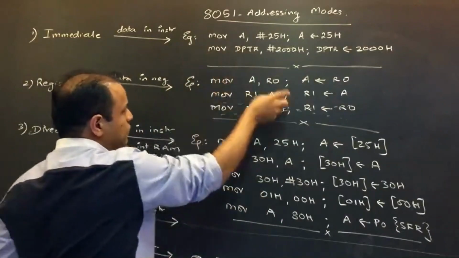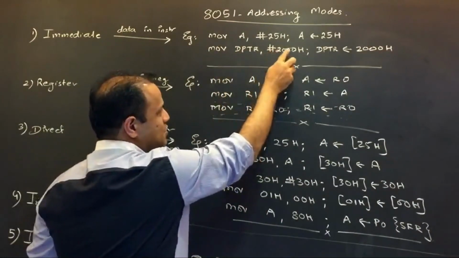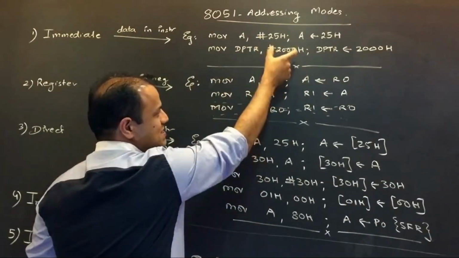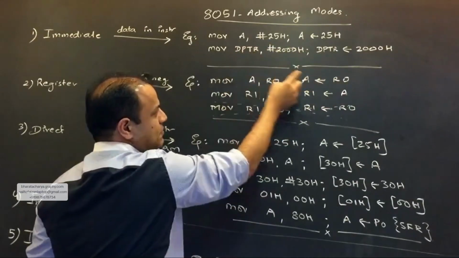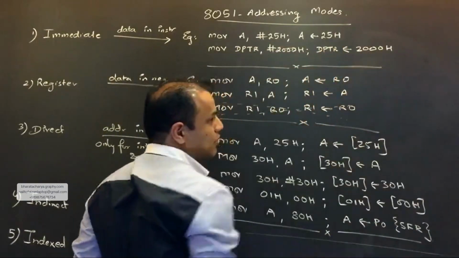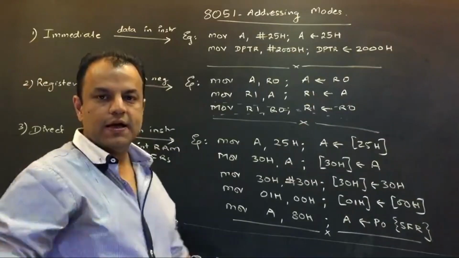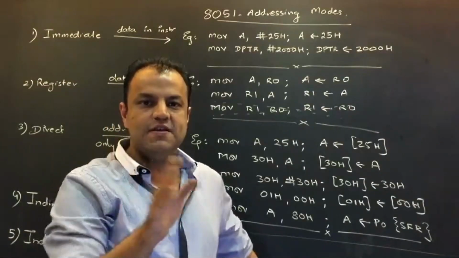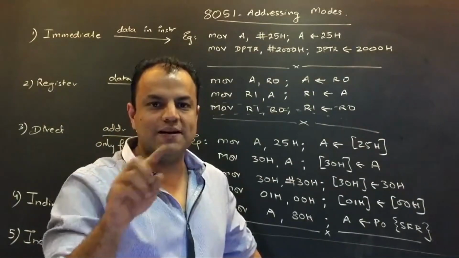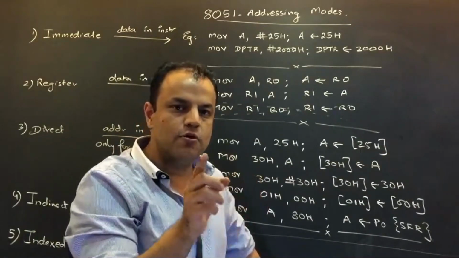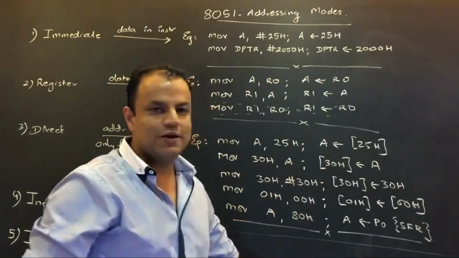So, MOV DPTR, #2000. 2000 is a 16-bit number, and it goes into a 16-bit register. So DPTR gets the value 2000. Again, if you know DPTR properly, it is a combination of 2 registers, DPH and DPL. So DPH gets the higher byte, that is 20, and DPL gets the lower byte, that is 00. So DPTR gets the value 2000.